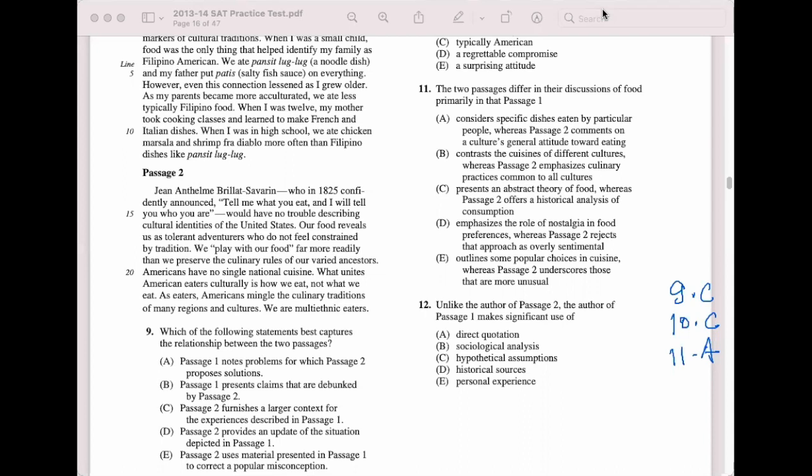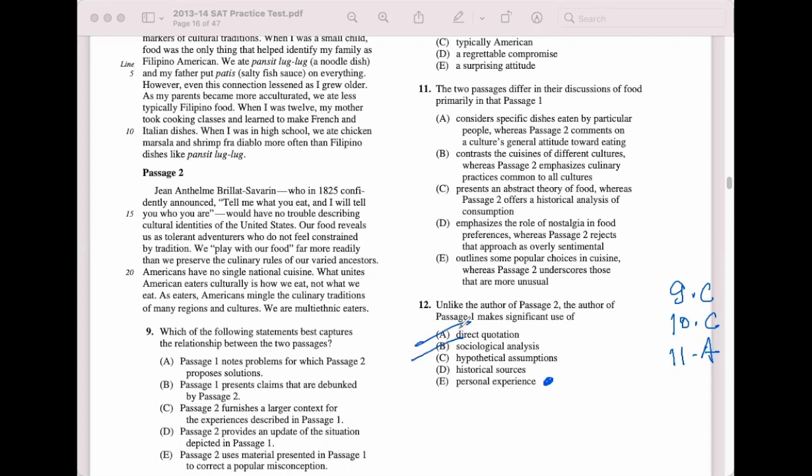Even when we were discussing the relationship between the passages, we said that a primary difference between the first and the second passage is that the first one is more personal in outlook, right? It talks about the author's own experiences growing up in a Filipino American household. So I definitely like option E. Direct quotation is something that the second passage does, so A is not correct. Sociological analysis seems to be a broad term, but even if I had to choose it, I would choose it for the second passage, not the first one.